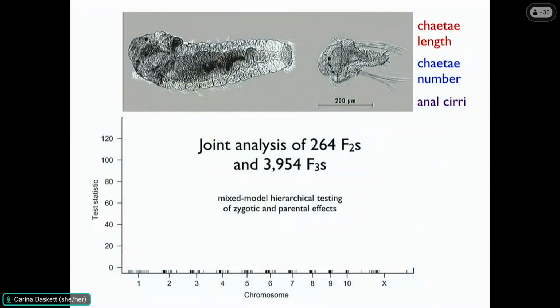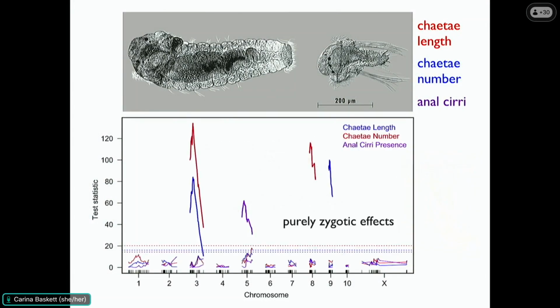So we did a series of crosses that resulted in 264 F2s that then produced 4,000 third-generation larvae. And then we can jointly analyze the larval and adult morphology of the F2s and the larval morphology of the F3s, and put these all together into one big statistical analysis that separates out maternal and zygotic genetic effects. And in fact, we look for maternal and paternal and zygotic. And this is published already a little while ago.